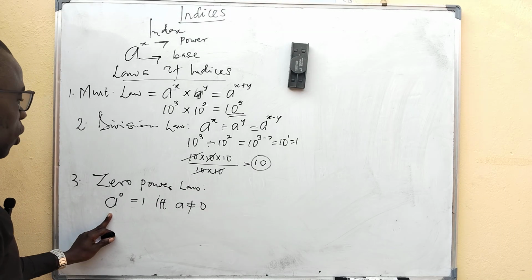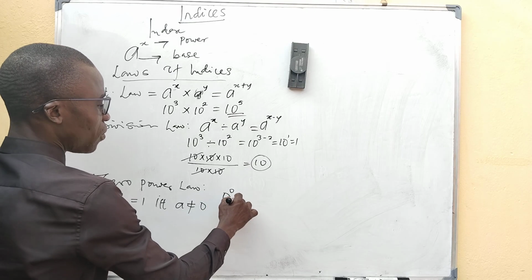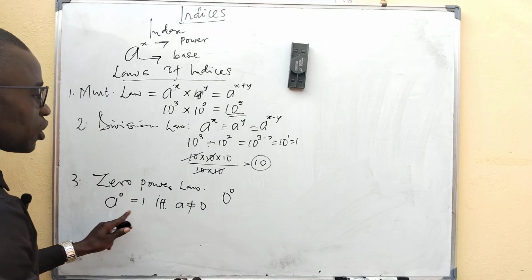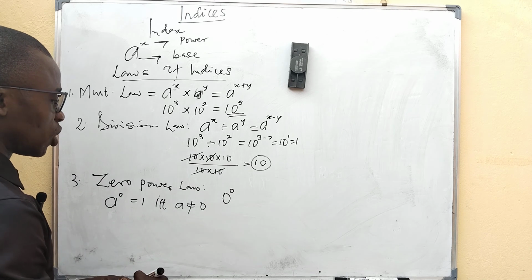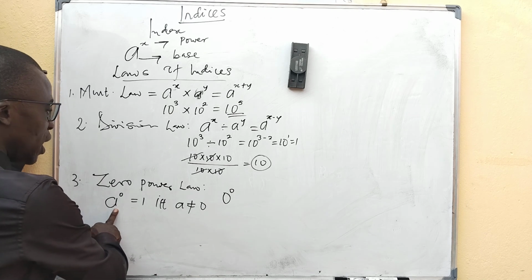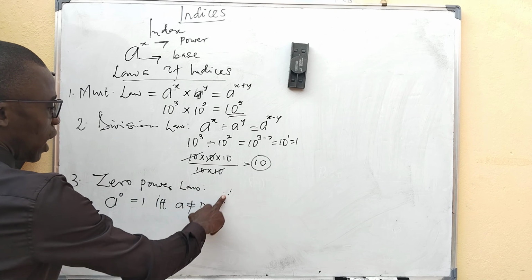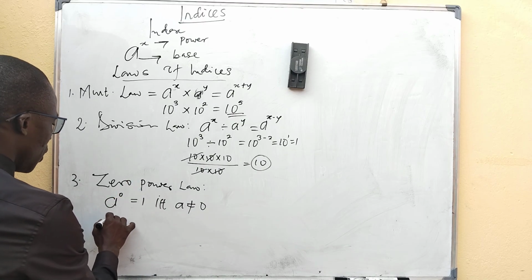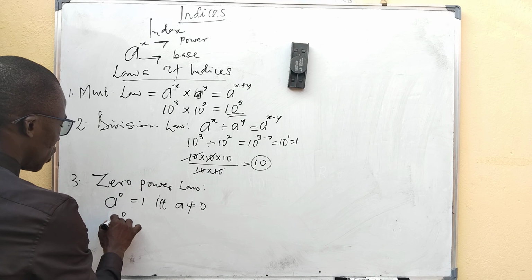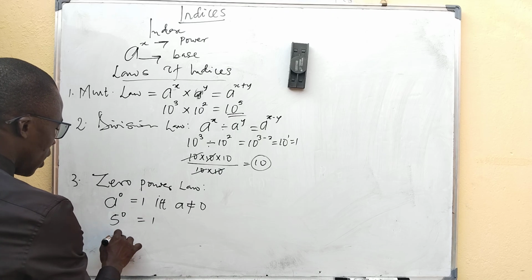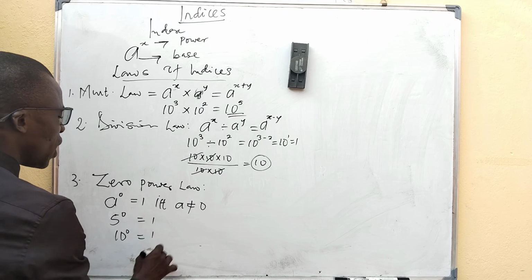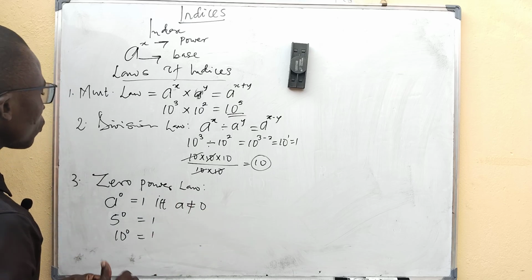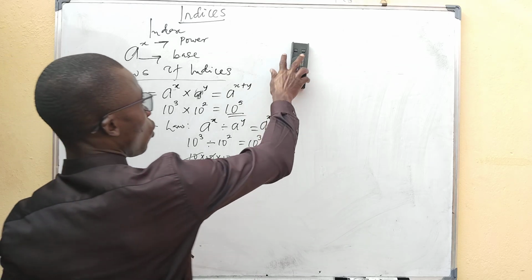A should not be 0 because we would be looking at 0 raised to power 0. 0 is a real number, but we don't want a to be 0. Now, 5 raised to power 0 is equal to 1. 10 raised to power 0 is also equal to 1. So any number raised to the power of 0 will be 1. That's that.